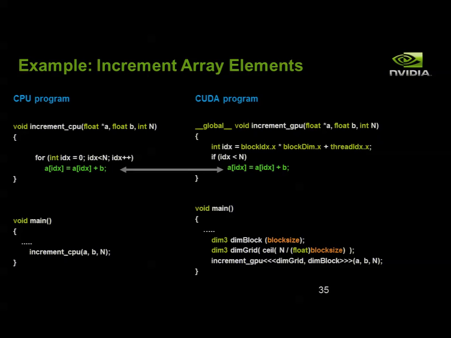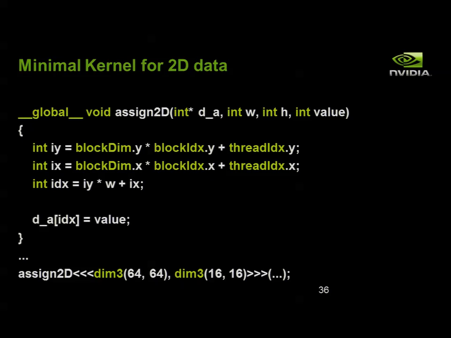And yeah, as you can see, we need to take the ceiling of this ratio, and this can lead to the situation where we have more threads than we have elements in our array. So with this, you basically know how to write kernels. Just for illustration, you can do the same thing in 2D.